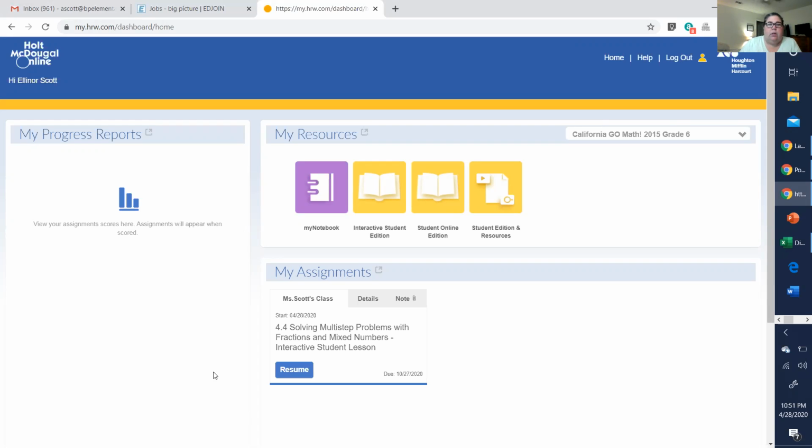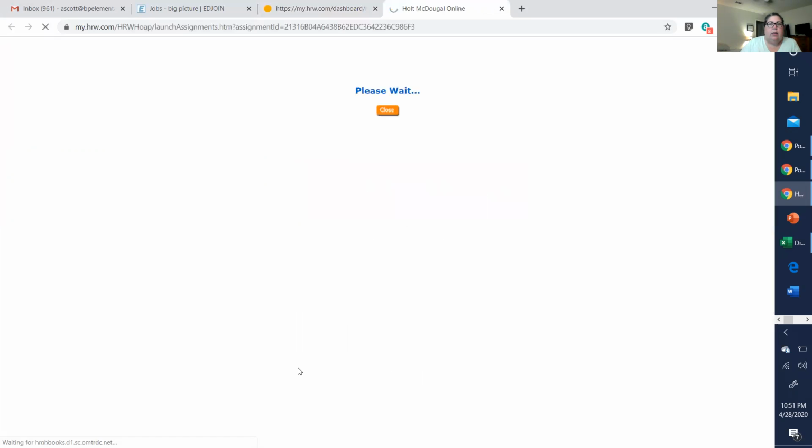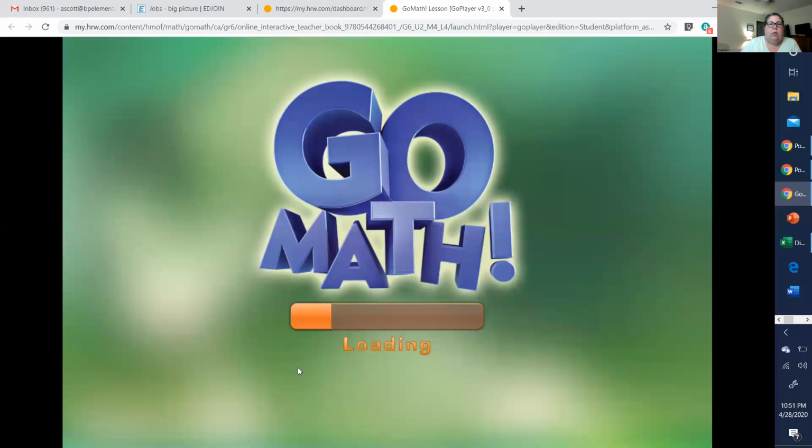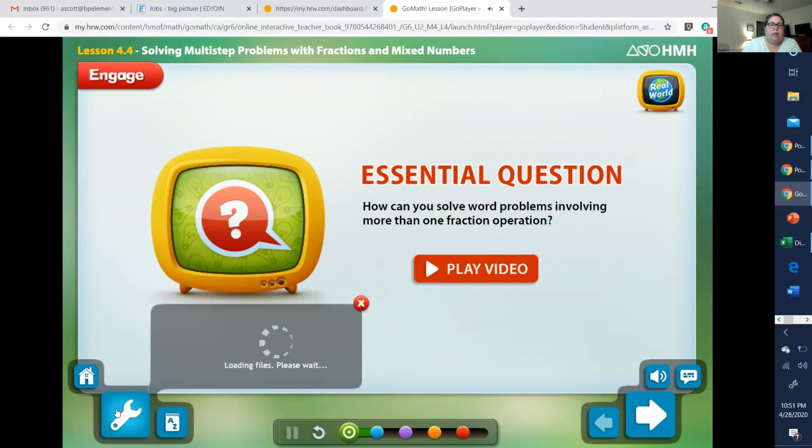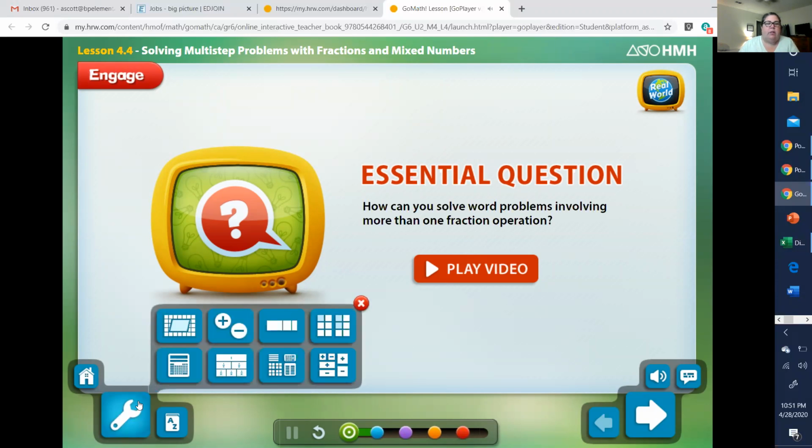I'm going to hit resume because I had already started it when I was setting it up. It will bring you to this screen right here, and this is a video that shows you how it works. This will bring you back home if you need to. These are tools that you may need to use. You can see there's a graph area, a calculator, a plus or minus.